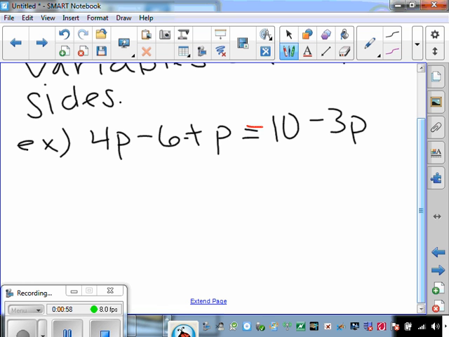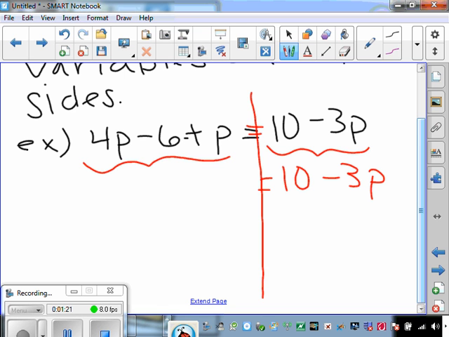So I have an equation, I have an equal sign. First thing, I always draw my line in the middle. And then I look at each side independently first. Is there any distributing on either side? No. Are there any like terms that I can combine on either side? This side, there's not. There's 10 minus 3p. This has a p, this one doesn't, so I can't put them together. Over here, I have a 4p minus 6 plus p. I have 4 p's plus p, that's 5 p's minus 6 equals 10 minus 3p.